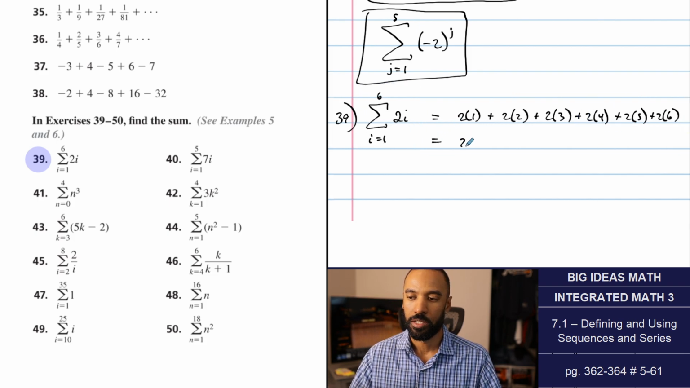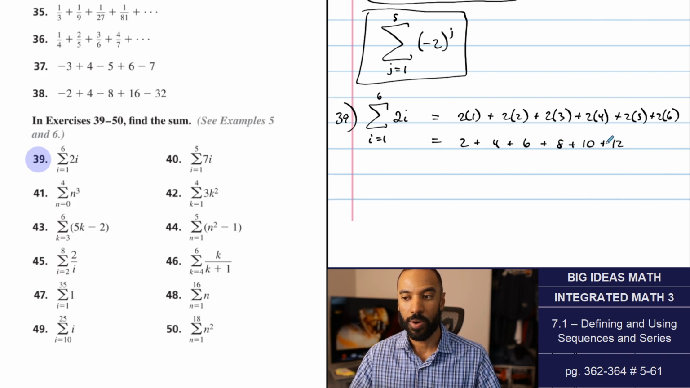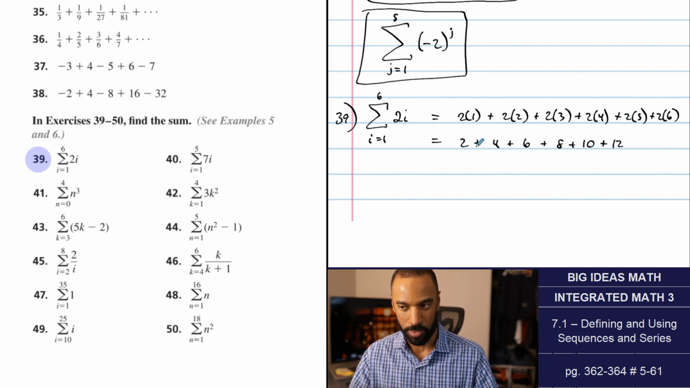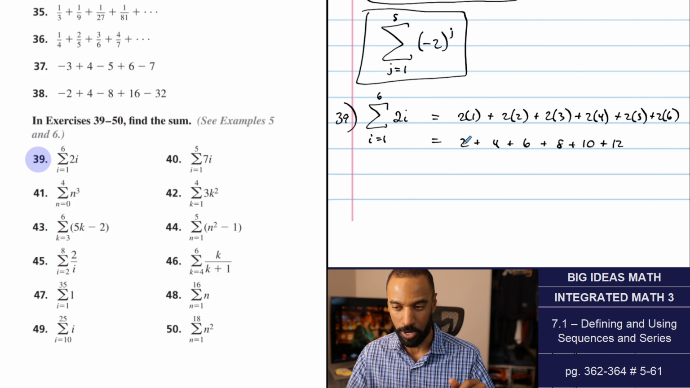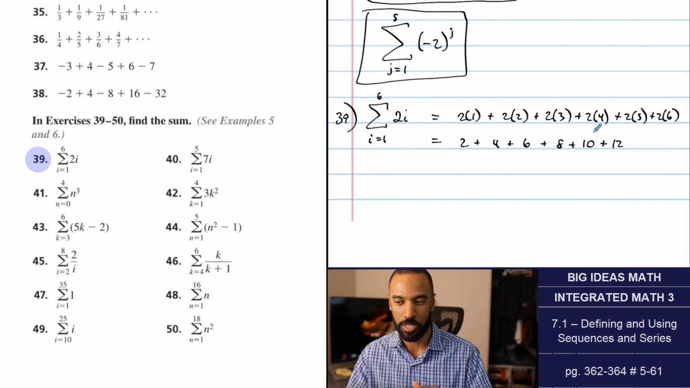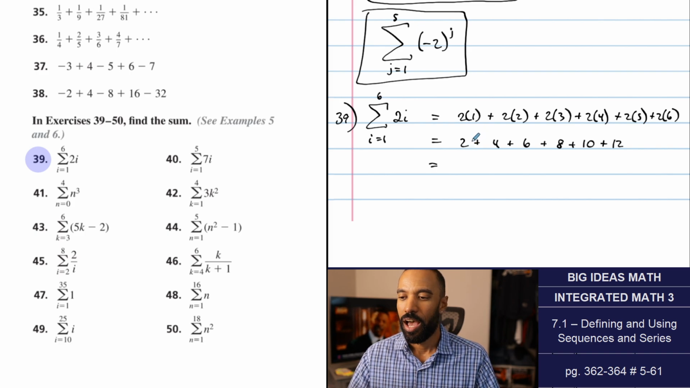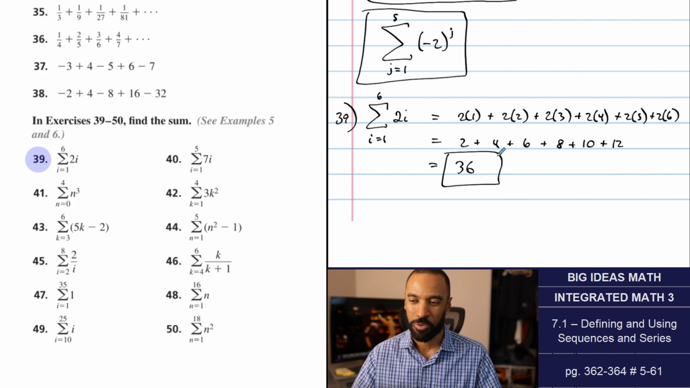So this will be 2 plus 4 plus 6 plus 8 plus 10 plus 12, which is, by the way, an arithmetic series. And in the next section, you are going to learn how to use a formula to come up with these. It's a quick calculation, but you're going to learn the formula in the next section. At least I trust that's what they do for IM3. This should be 36, I believe, given what I know about that formula.